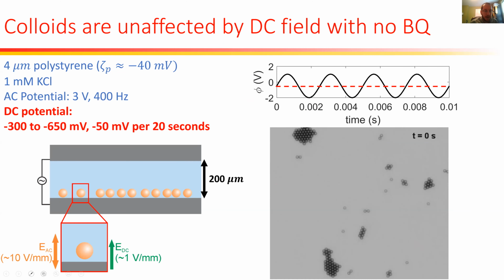And so we did a number of systematic and qualitative experiments just looking at how different conditions affect how the particles behave. We found that if we don't have any benzoquinone in solution, the colloids are pretty much unaffected by a DC electric field. So what we did here was to take some polystyrene colloids. Again, they're sitting near the bottom electrode. We apply an AC potential to drive this EHD fluid flow. This causes them to assemble. And then we apply an increasingly negative DC potential. And we can see that the colloids remain assembled into colloidal crystals. Nothing happens.